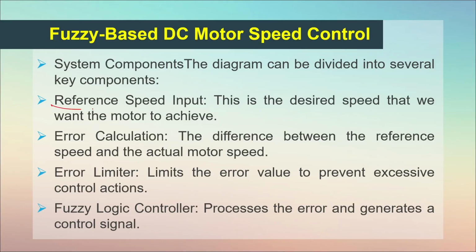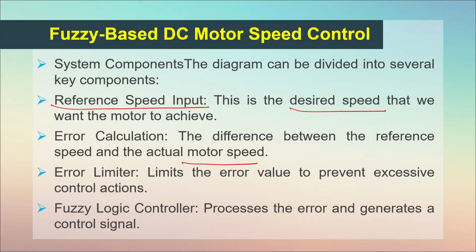So, we can divide that diagram into several key components. From the Simulink diagram, you can see there is a block called reference speed input. The reference speed input is the section where we set the desired speed that we want the motor to achieve. This is the speed at which my motor should run, and that speed is called the reference speed. Now, the motor is actually running, right? It has its own speed, that is the actual speed.